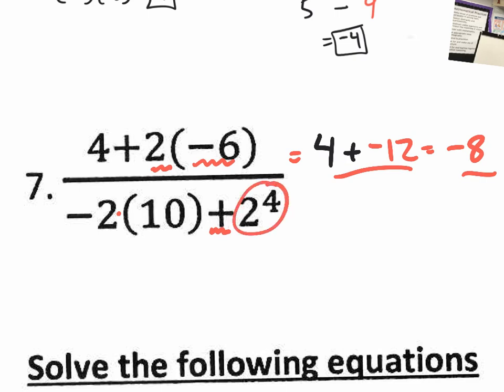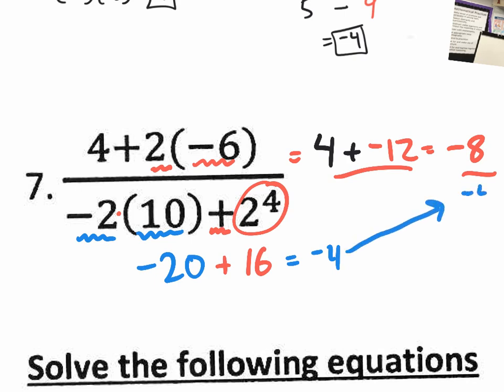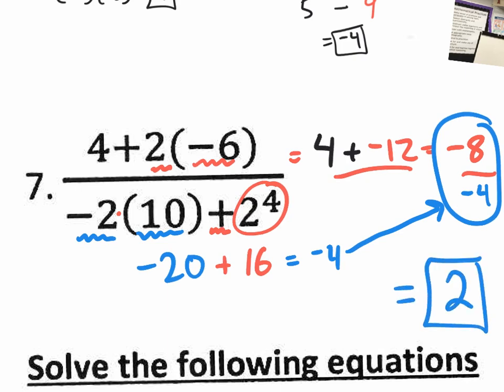2 to the 4th, that is not 8. What is 2 to the 4th? 16, right? 2 times 2 is 4, times 2 is 8, times 2 is 16. So I really have a plus 16 back here instead of a 2 to the 4th. And over here in the front, we have a negative 2 times 10. What's that? Negative 20. Negative 20 plus 16 is negative 4. So what I really have in the denominator is a negative 4. So I have this problem, negative 8 on top over negative 4. Negative 8 divided by negative 4 equals positive 2.